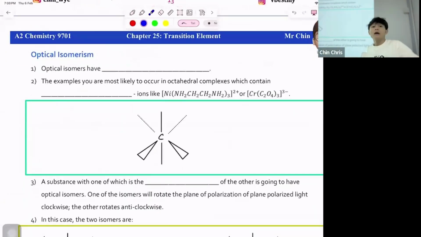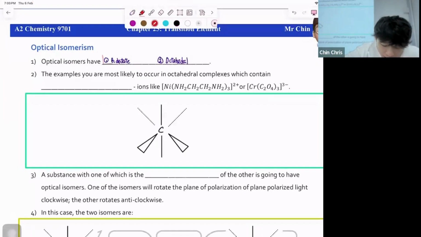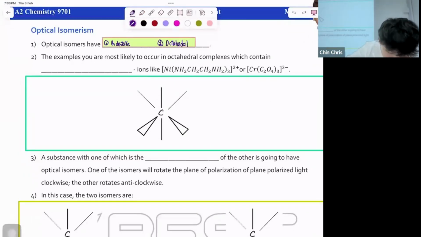optical isomerism. All right guys, for optical isomerism, it must first have a bidentate. Remember, it must have a bidentate. If it's not a bidentate, it will never show optical isomerism. Second, it must be octahedral. If it's not octahedral, it will never show optical isomerism. So it must have bidentate and octahedral. Usually you will encounter something that has a bidentate ligand.